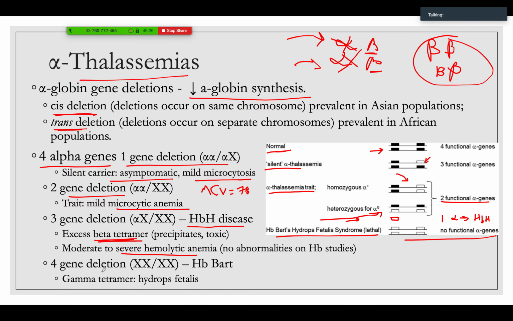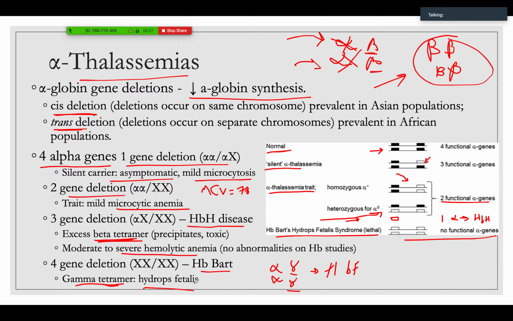Okay, for 4 gene deletion, you're going to have a gamma tetramer, because in the fetus we don't have beta, right? In the fetus, instead, we're supposed to have alphas and gammas. Right? That's our fetal hemoglobin, HbF. So because we are talking about fetuses here, we're talking about the baby in utero, we don't see beta tetramers, we see gamma tetramers. Okay, and so those gamma tetramers are going to precipitate as well and cause hydrops fetalis as well.